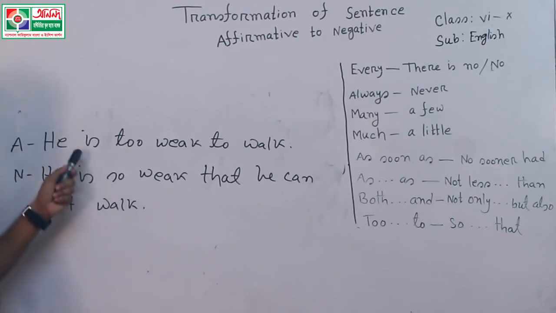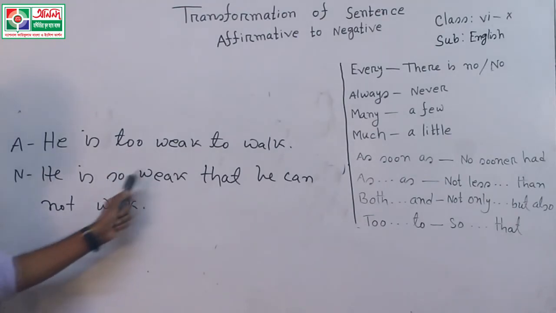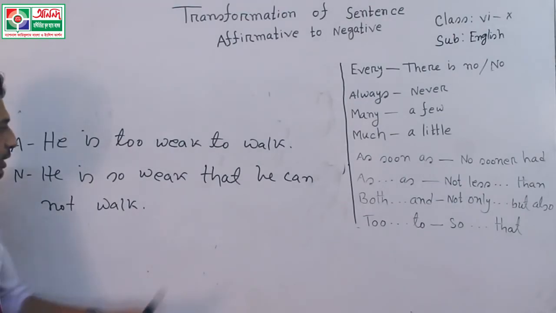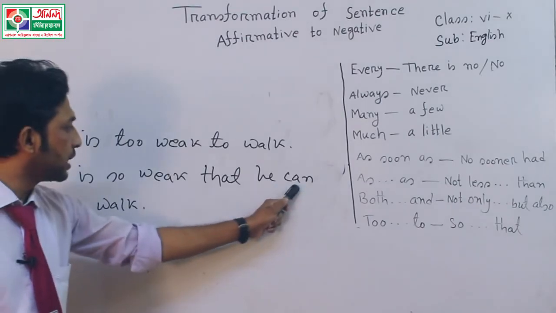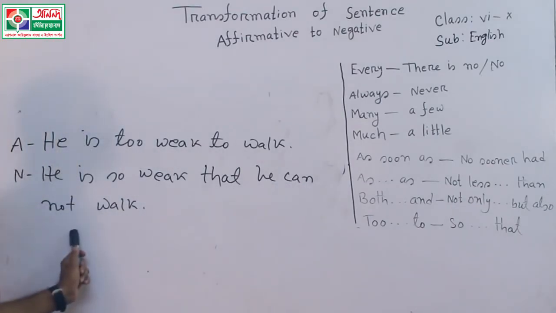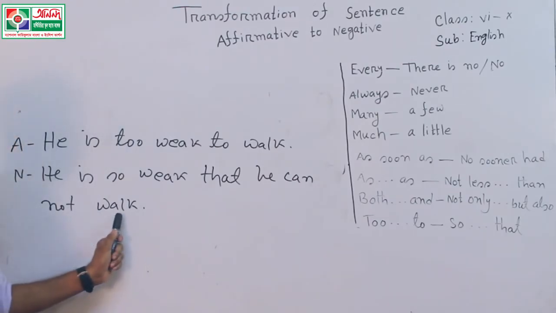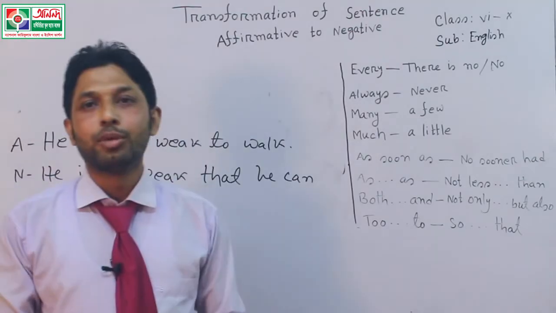Dear students, look at the example. In this negative sentence, to changes into so and to changes into that, and after that we have used the subject again, and according to the tense we have used cannot. Here we have used could not according to the tense, and after that the rest of the sentence. That's all.